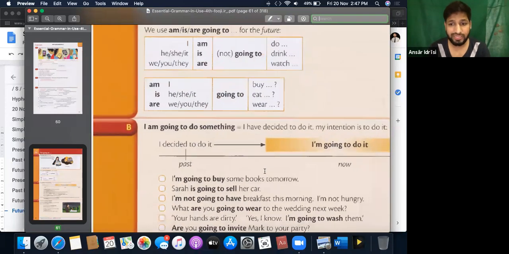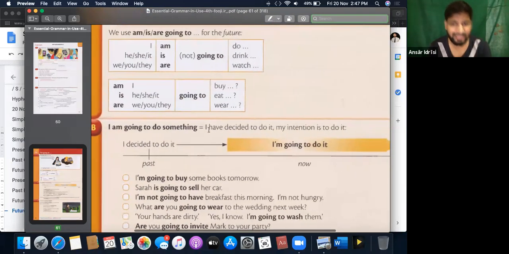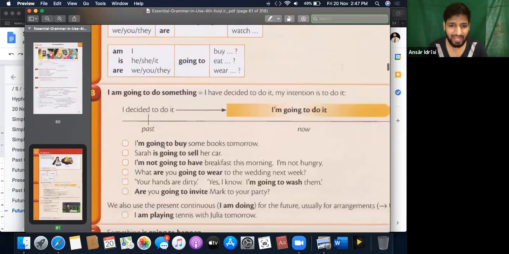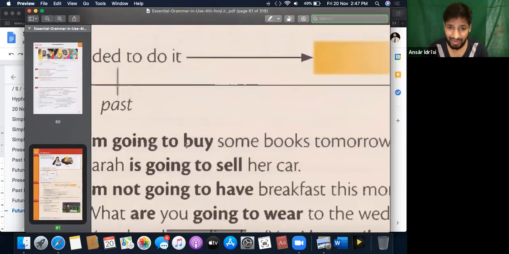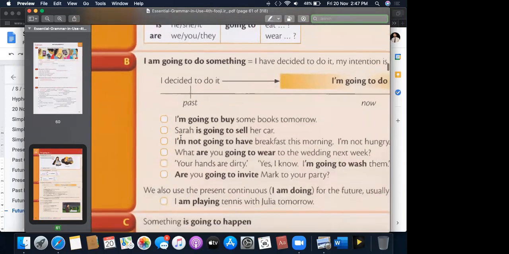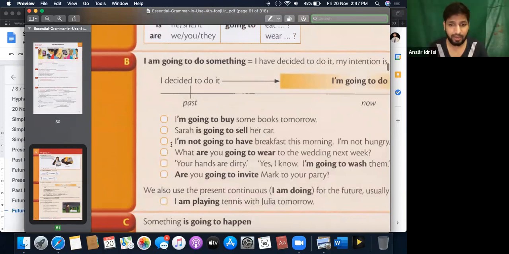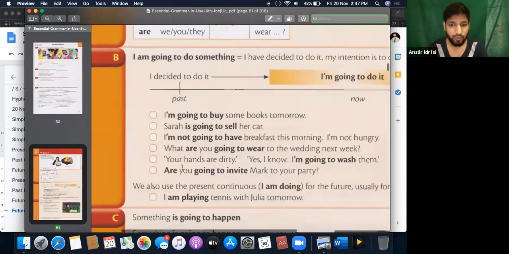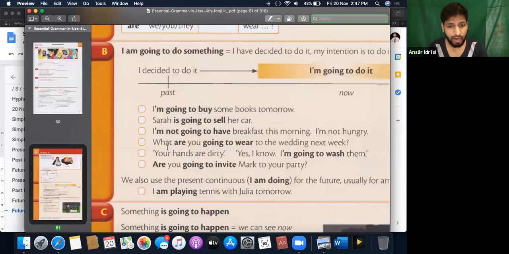Etc. Future decided tense. I'm going to do something equals I have decided to do it, in my intention. So I use, my intention is to do it. Okay. I'm going to buy some books tomorrow. So going to plus verb. Are you seeing there? Highlight भी किया उसने थोड़ा सा उसको dark किया, bold किया. I'm going to buy. Next, R is going to sell. I'm not going to have. We are going to wear. Or what are you going to wear next week in the wedding? So next week, it is what? Future period of time.